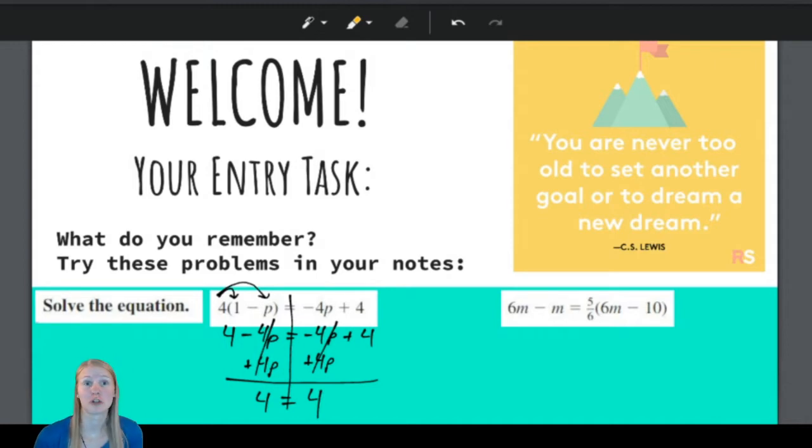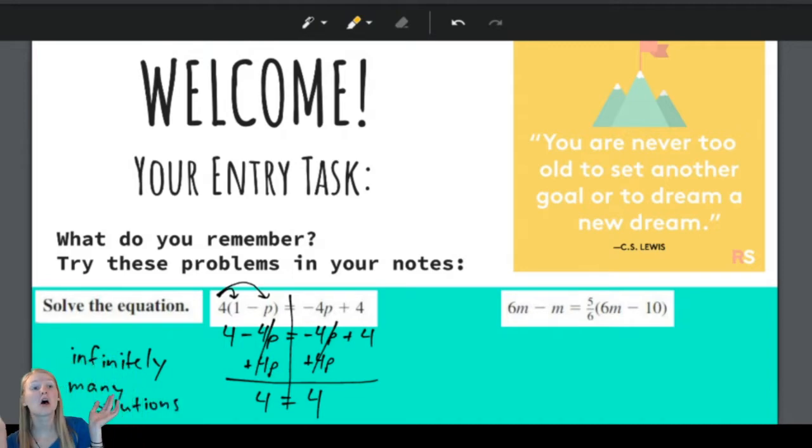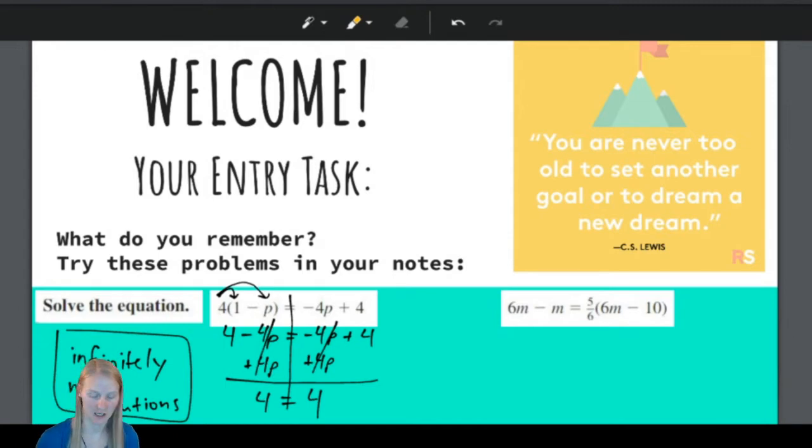This is always a true statement. 4 always equals 4. So this means that there are infinitely many solutions. And remember, infinitely means more than we can count. There are so many solutions we can't even count them. So every single number that you could possibly think of, it is a solution to this equation. Okay, and let's put a box around it. Infinitely many solutions. Woo! Alright, let's move on to the second example.